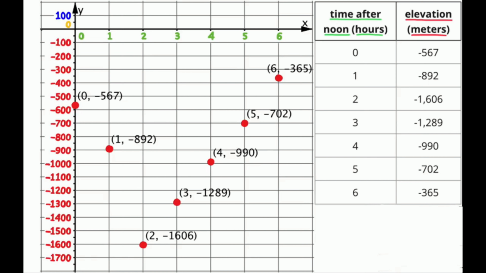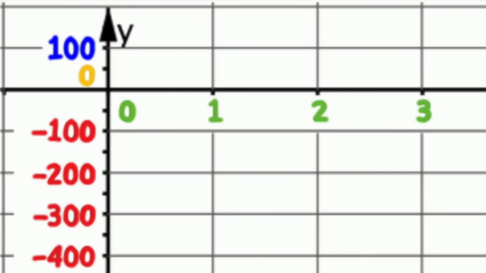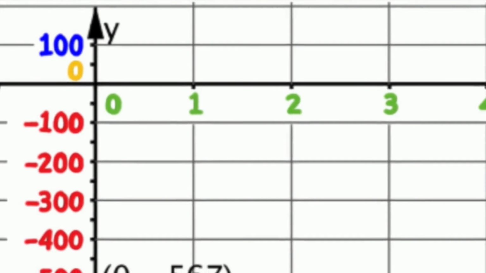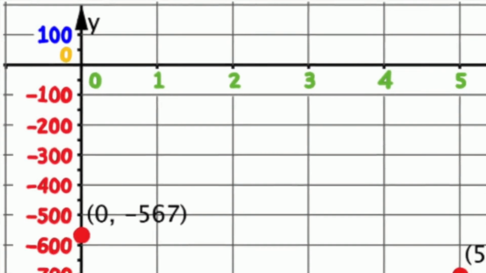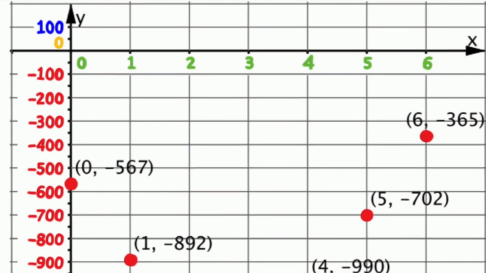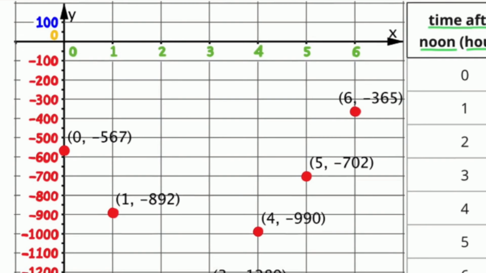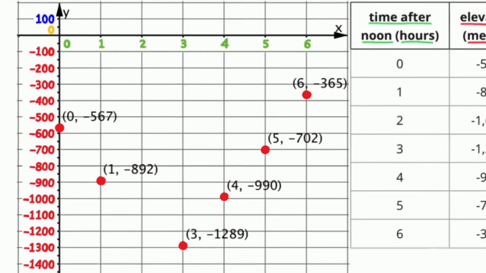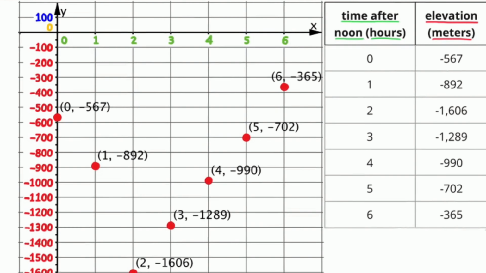The horizontal axis is located at the top of this graph, and the vertical axis is represented on the left-hand side of this graph. On the top left-hand corner, you'll see a yellow 0, and that yellow 0 represents sea level. And then just above it you see a blue 100. That represents 100 meters above sea level. Underneath the yellow 0, or underneath sea level, you'll see increments of 100, negative 100, negative 200, negative 300, and so forth. That represents the amount of meters below sea level.